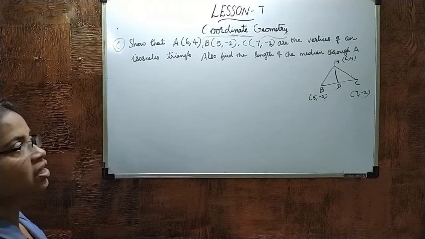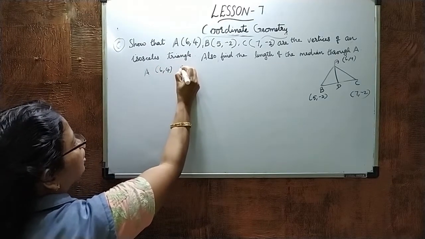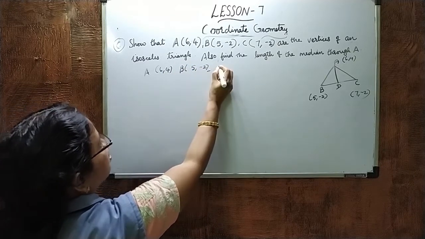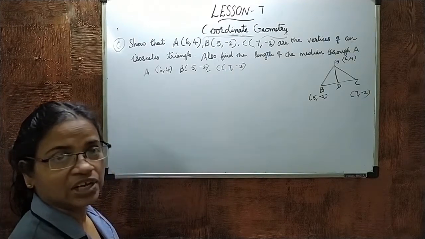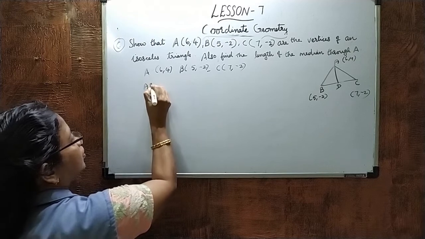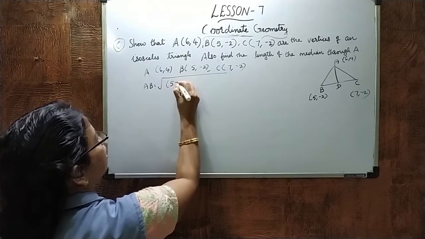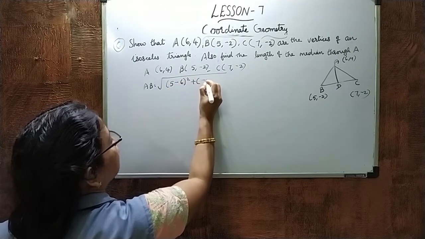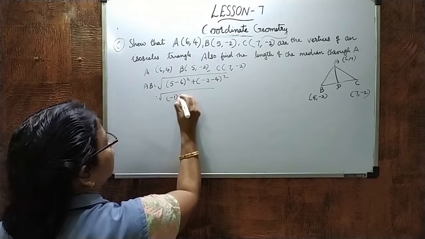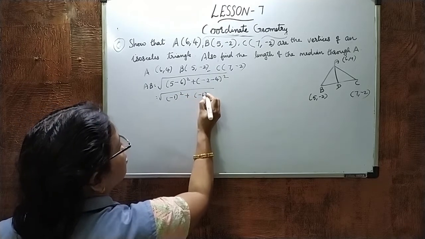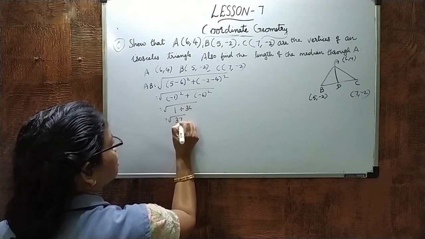Now first we have to prove what? It is an isosceles triangle. So A 6, 4, B 5, negative 2, C 7, negative 2. So we are going to prove whether it is isosceles or not. So AB equals root of, here x1, y1, x2, y2. So 5 minus 6 the whole square plus negative 2 minus 4 the whole square equals root of negative 1 square plus negative 6 whole square equals root of 1 plus 36. You will get the answer root of 37.